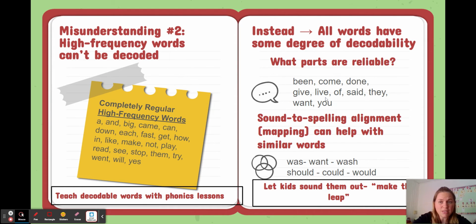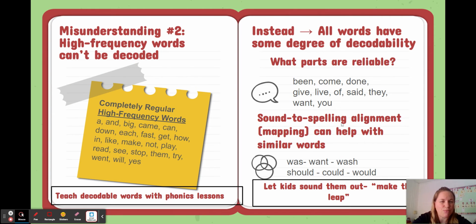But then looking at other lists of high frequency words, there are parts that are decodable. So if you're looking at Ben, the B and the N, those parts are reliable. The middle part is what isn't, right? So it's being able to look at what part is and what part isn't, and discussing that with the students and coming to that together.